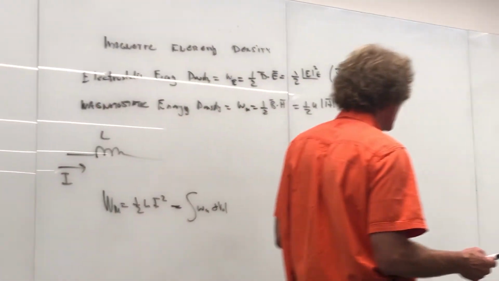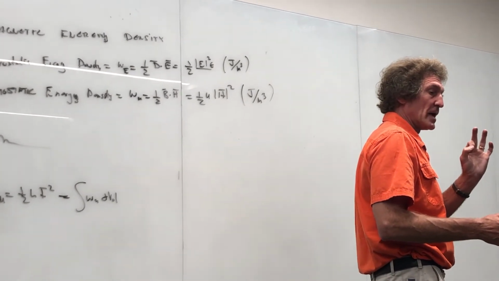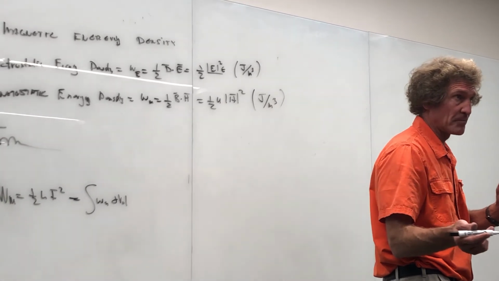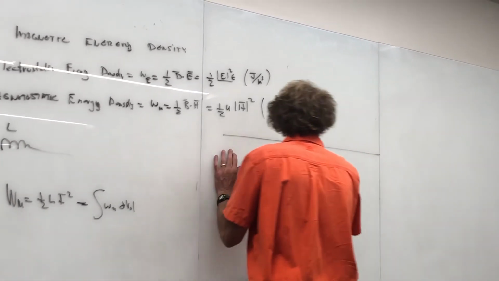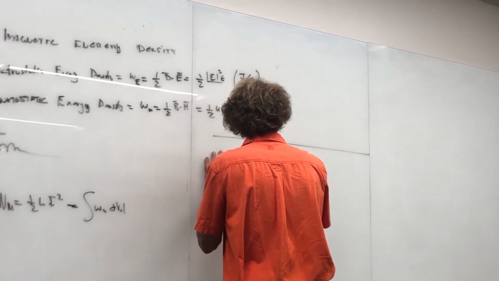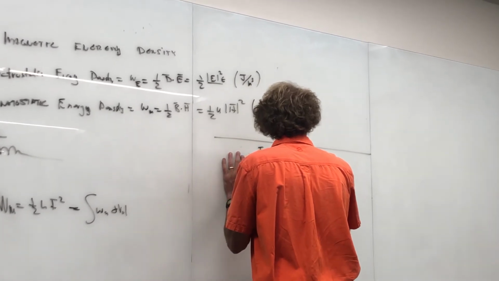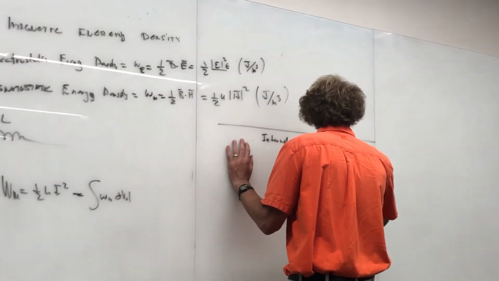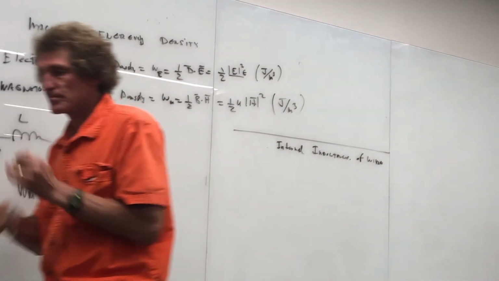So we're going to take a look at this a little more carefully. First, we're going to do the internal energy in a wire, given a given current, and then we'll get the internal inductance associated with that. Follow me? I got just about enough time to do this. So, this is going to be internal inductance of wire.